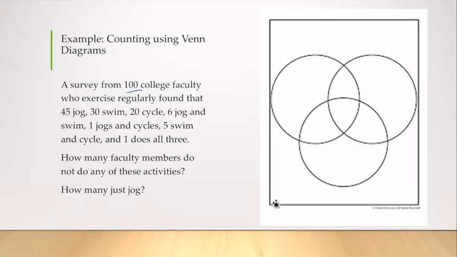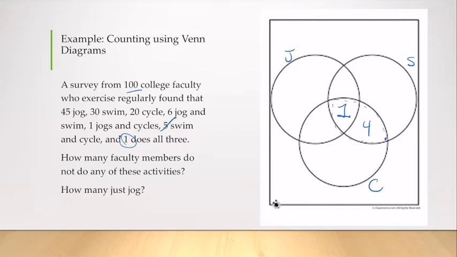So we've got jog, swim, cycle. So 1 does all 3. That's going to be in the overlap of all 3 of these sets. I then see that 5 swim and cycle. That's going to be this little section over here. So this needs to have a total of 5 in it. So we only need 4 more.